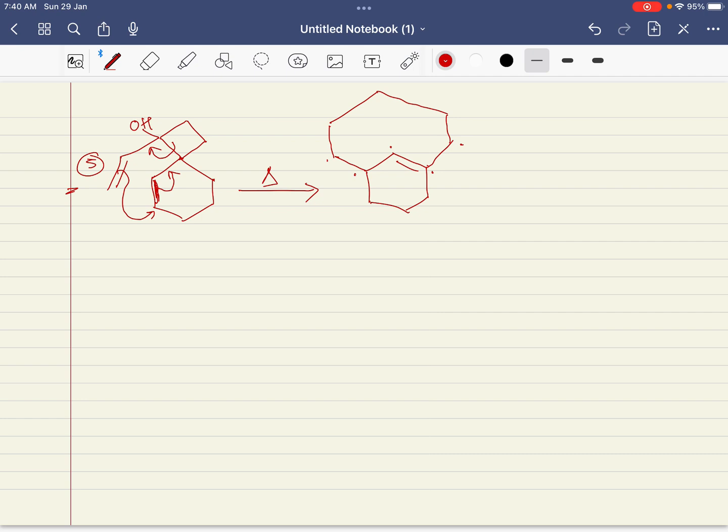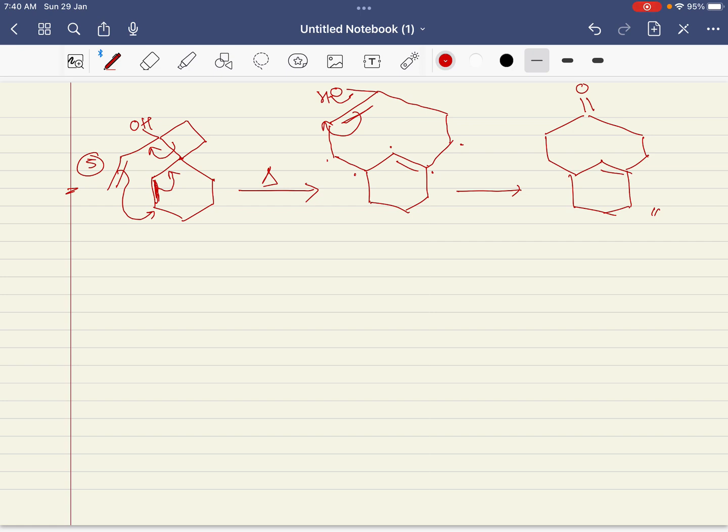And here, here it is a double bond, and here it is what? OH is there. Next thing you know that tautomerization will be there. This will be shifted over here, and this will be represented over here, and finally we'll get this product.